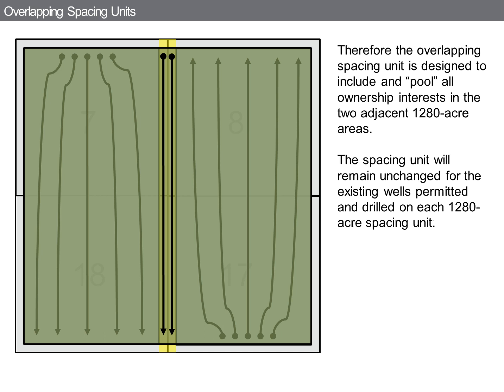Therefore, the overlapping spacing unit is designed to include and pool all ownership interests in the 2 adjacent 1280-acre areas. The spacing unit will remain unchanged for the existing wells permitted and drilled on each 1280-acre spacing unit.